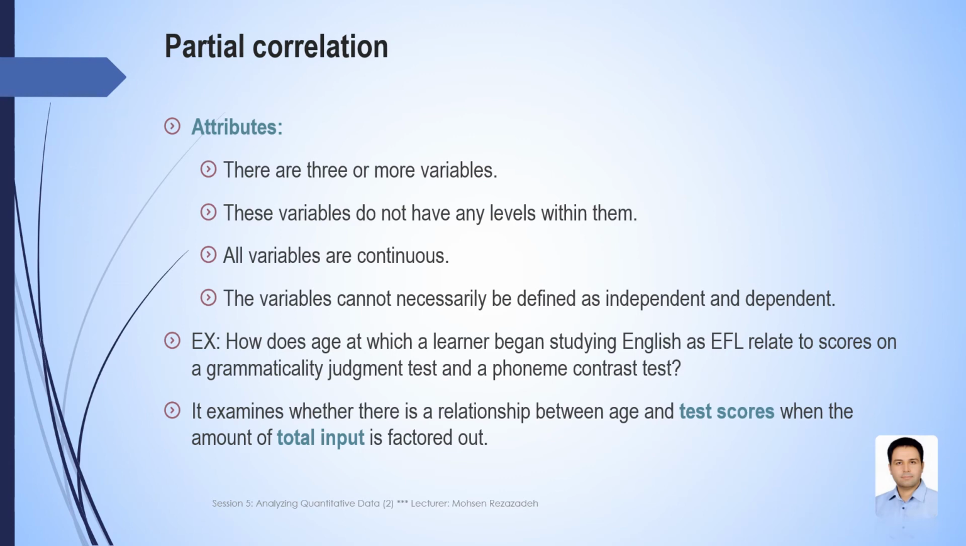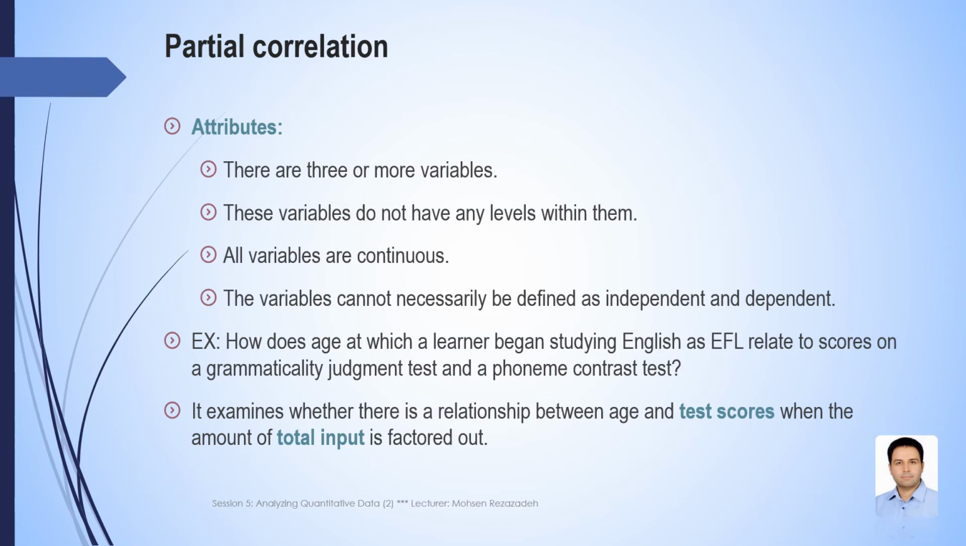In other words, input is partialed out. Here we want to see the relationship between two variables, age and test score, when we control input. This is when we can use partial correlation, and this is why we call it partial correlation.